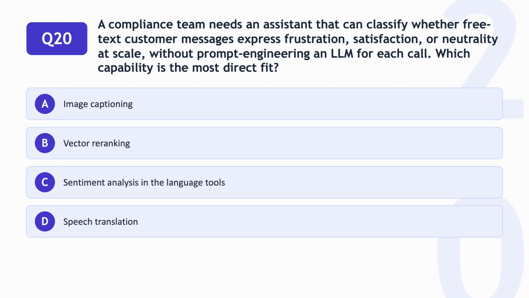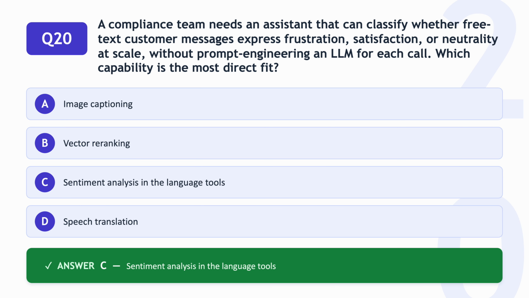Question 20. A compliance team needs an assistant that can classify whether free text customer messages express frustration, satisfaction, or neutrality at scale, without prompt engineering an LLM for each call. Which capability is the most direct fit? A. Image captioning. B. Vector re-ranking. C. Sentiment analysis in the language tools. D. Speech translation. Pause the video if you don't want to hear the answer yet.